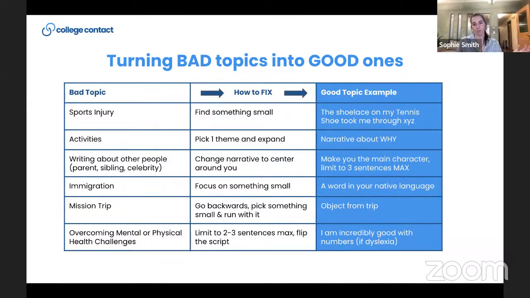Maybe if you're struggling with one thing, but that means you're really good at another, you could write about the thing that you're really good at and mention the thing that you're not so good at. That's one way.